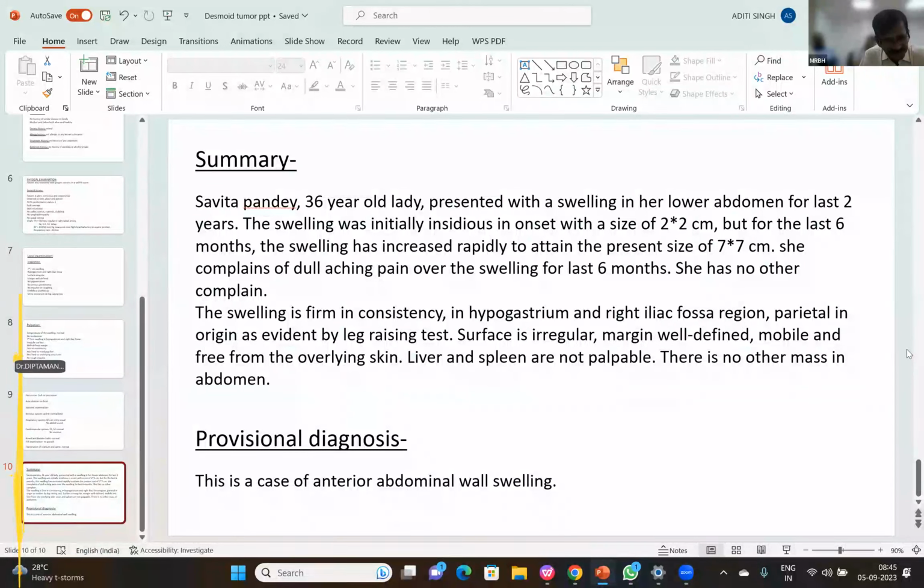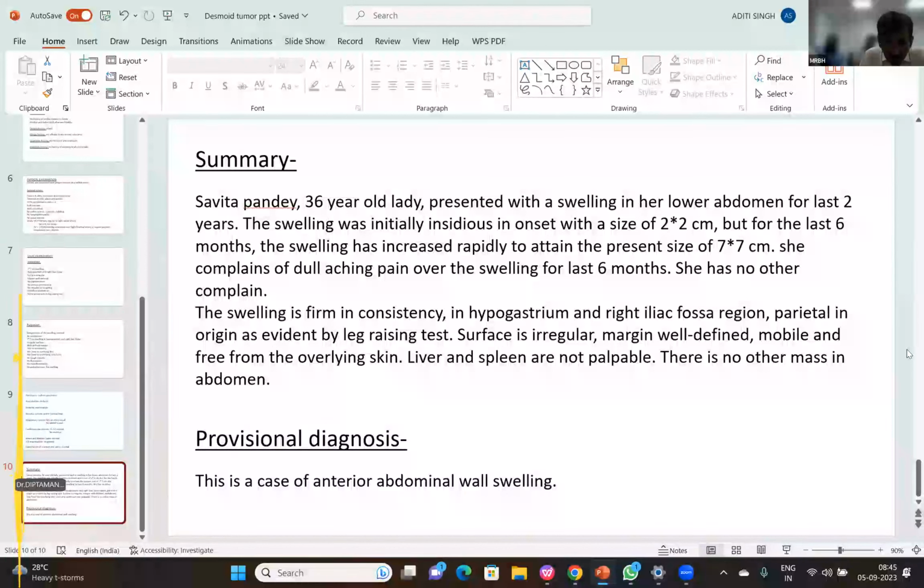We'll do USG. Yes, sir. How is USG going to help you in this patient? Sir, it will tell if the swelling is cystic or solid. Number one, ultrasound can make out whether the swelling arises from the parietes, whether the swelling is intra-abdominal or retroperitoneal.